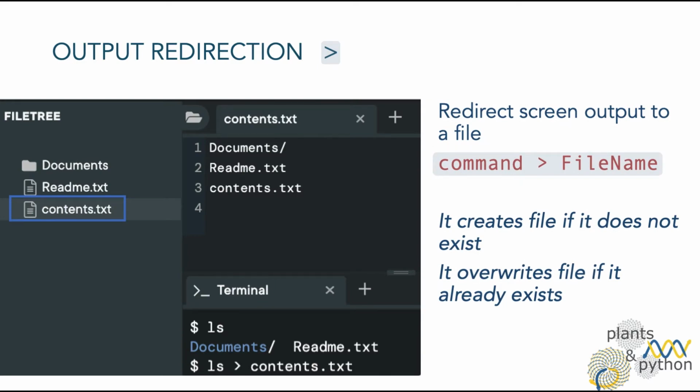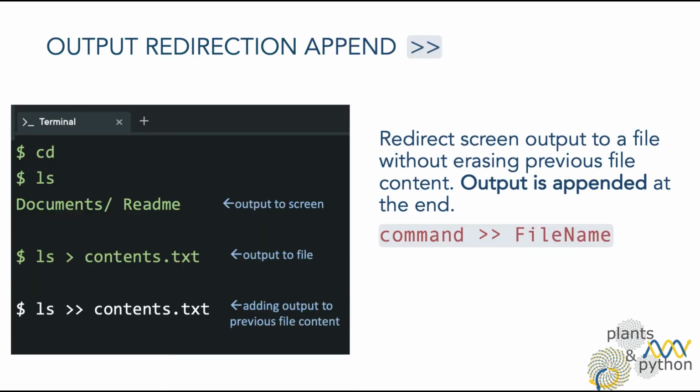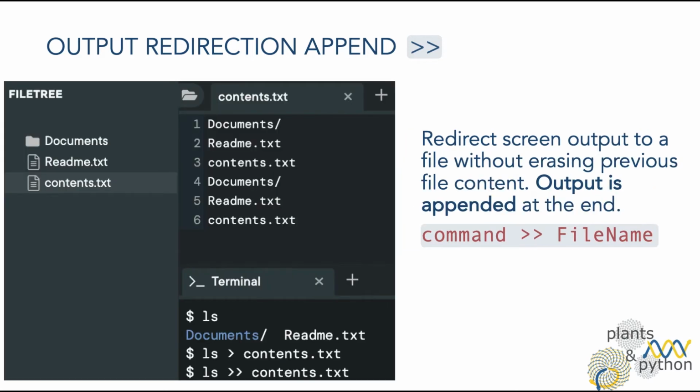We can verify it by clicking in the file contents.txt in the file tree section. The file will be opened in the editor section. We can see the 2 lines of output being saved and also a third line with the name of the file. If we want to redirect the output to a file that already exists, but without overwriting the previous content, we use 2 greater than characters and then the file name. And you can also verify it in the editor section. Now we have 6 lines.